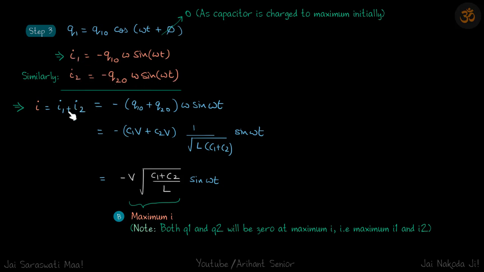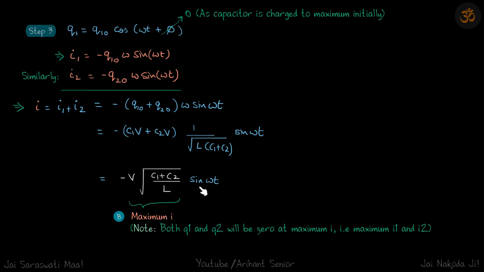So we need I1 + I2, so we do that. So that will be this. Now the peak charges on capacitors. We are given that initially capacitors were charged to a voltage of V. So the peak charges will be C1V and C2V. Omega we already saw, it is 1/√(L(C1 + C2)). So this part represents the maximum current which they were asking. So that's the peak current.